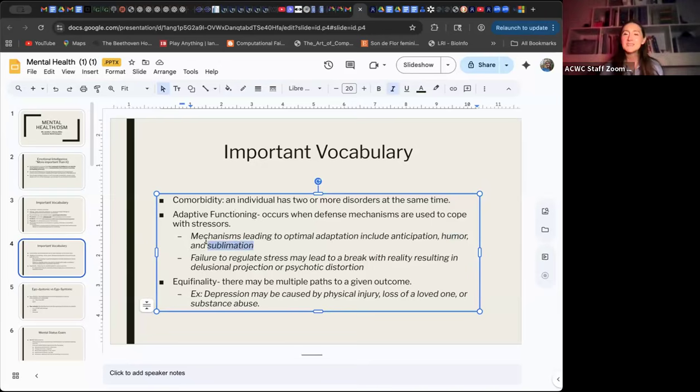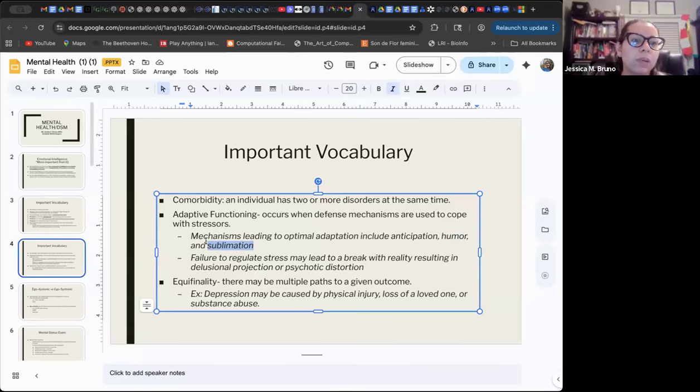Sublimation, right? Does someone here remember the defense mechanism sublimation? Does that ring a bell with anybody? Yeah, Jessica, do you feel comfortable sharing that with us? Yeah, it's when you take something that's not socially acceptable and you do something that is socially acceptable. So instead of punching somebody in the face, you go boxing and you punch a bag.